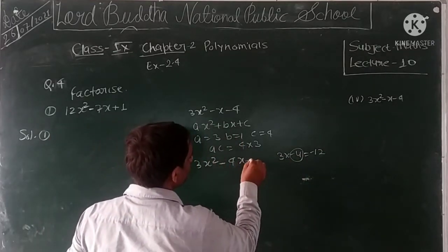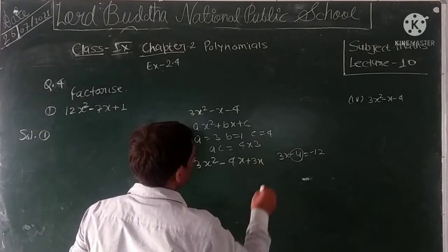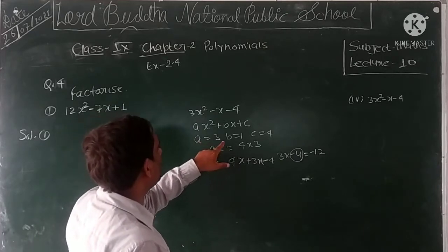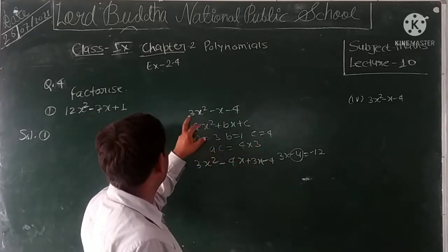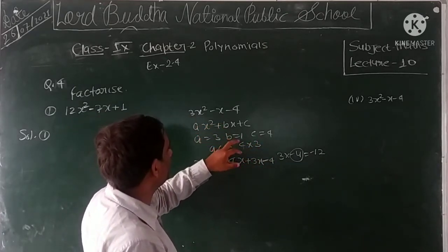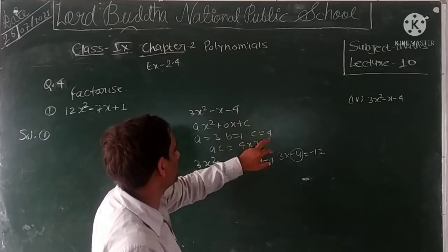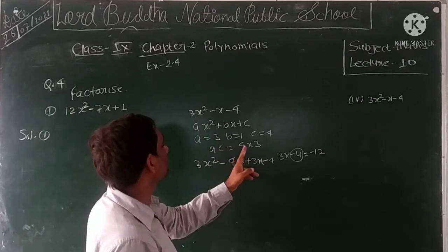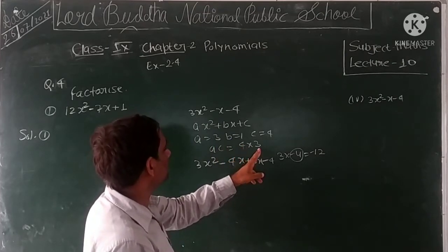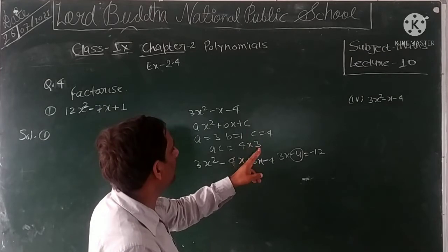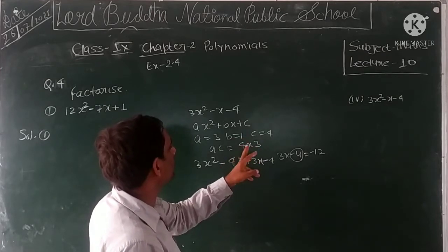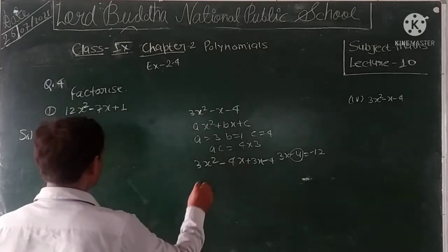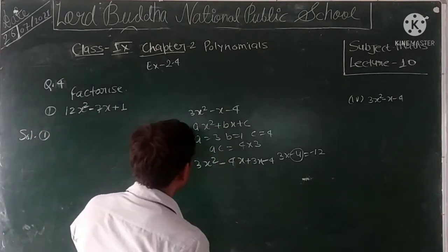3x square minus 4x plus 3x minus 4. Where if we take signs also with these coefficients, then a will be 3, b will be minus 1 and c will be minus 4. If we take the product, then it will be minus 4 into 3, minus 12. And if we add minus 4 plus 3, then we get minus 1. Okay? Now, here we take the commons.